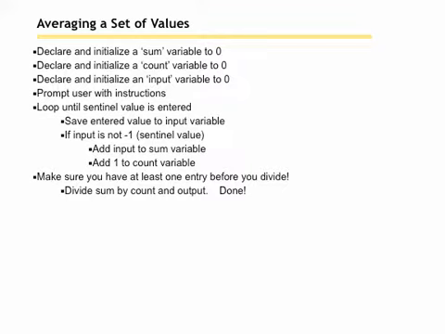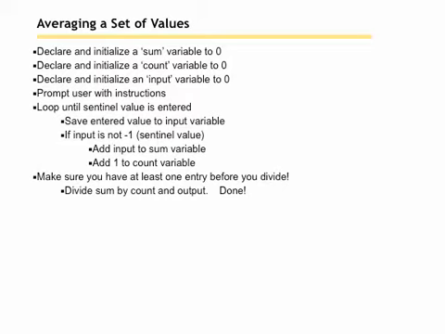When we are averaging a set of values, we want to declare and initialize a sum variable to 0. That's also called an accumulator variable, a variable that's going to accumulate the values. We also need to declare and initialize a count variable, some variable we're going to use for our counter. Then we need to declare and initialize an input variable. So what is the current value that's being entered? We will prompt the user with instructions such as enter a test score.